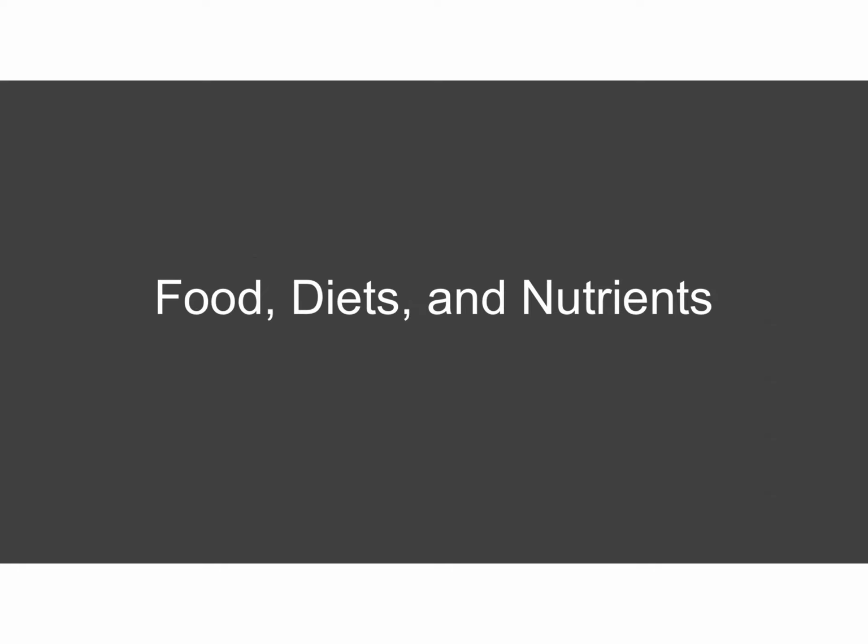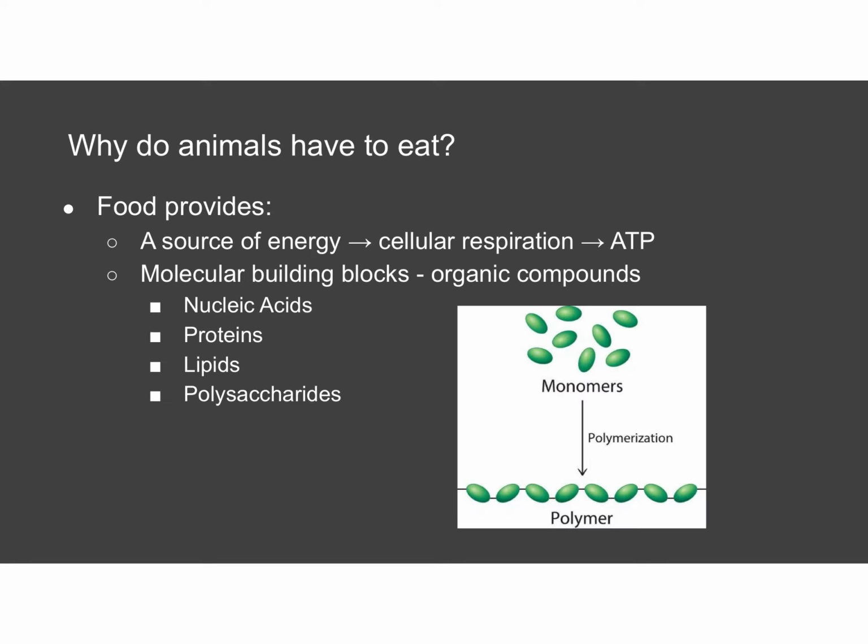In this video, we're going to talk about food, different animal diets, and nutrients that animals need in order to survive. Animals are heterotrophs, which means that they cannot make their own food. They have to acquire their nutrients and energy from eating other organic compounds.